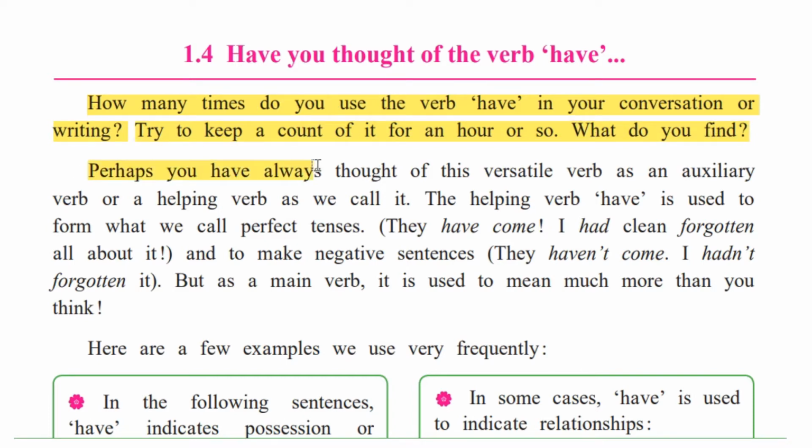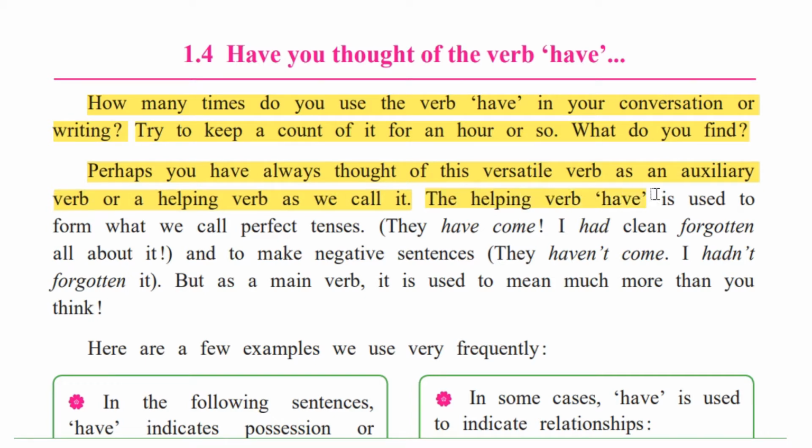Perhaps you have always thought of this versatile verb as an auxiliary or helping verb as we call it. So you must have always thought that this verb have, which is a versatile verb, that is, we can have multiple uses of this verb have. So that is the meaning of versatile, multiple uses. As an auxiliary, you must have always thought that we use have only as an auxiliary. Auxiliary means helping verb. But let's reflect, let's learn something more about this verb have.